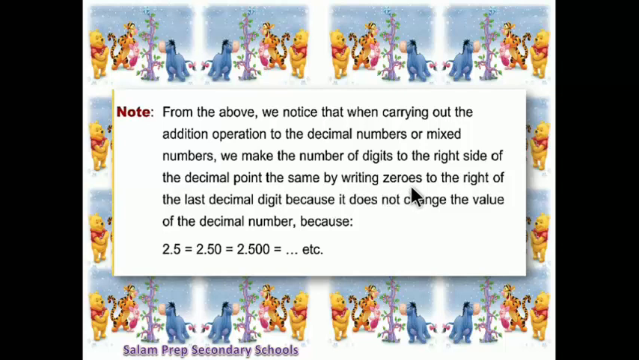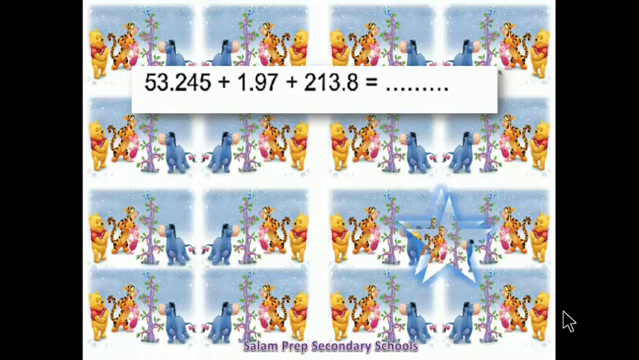Note for you. Writing zeros to the right of the last decimal digit doesn't change the value of the decimal number because 2.5 equals 2.50 equals 2.500 and so on. Now we will solve this problem together.